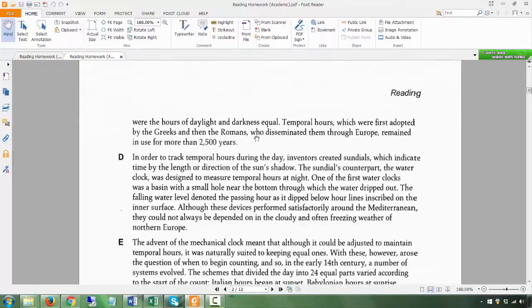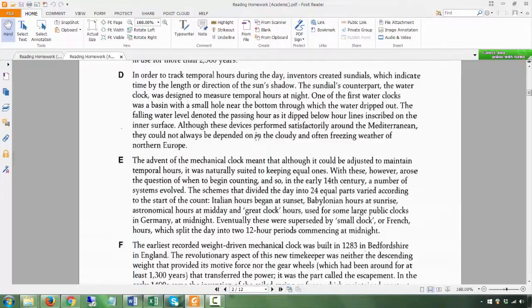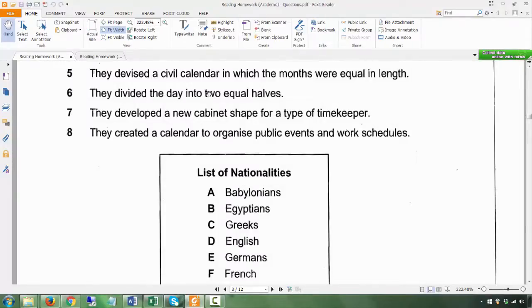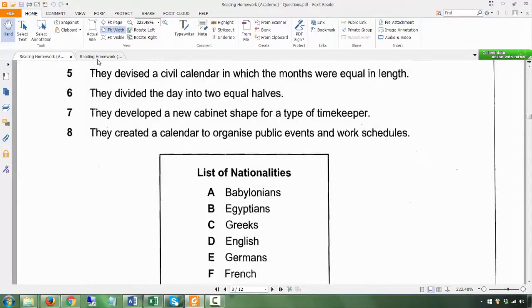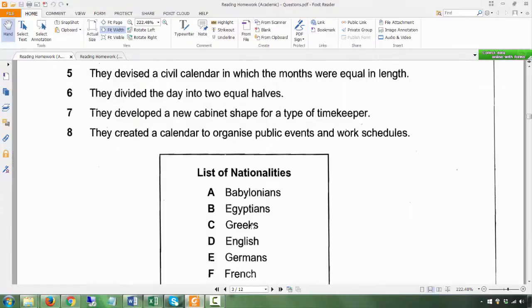French. Let me look at where the word French is. All right, we've actually gone through this before. French hours, which split the day into two 12-hour periods. So two equal halves. Split the day into two. You see all the paraphrases. Split, which is a synonym for divide. Two equal halves, two 12-hour periods. So that would be F.